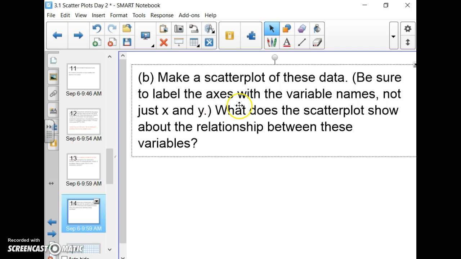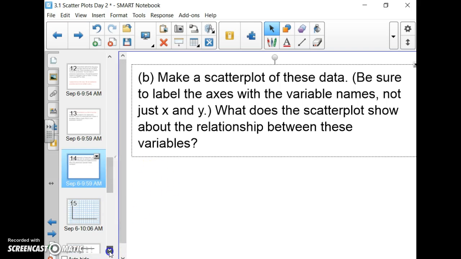And then after we've done that, we have to answer the question, what does the scatter plot show about the relationship between these variables? Now we're going to answer this using the 4 things we discussed earlier. So we had form, strength, direction, and outliers. I don't believe I covered it in that order, but if I did, that's random luck.